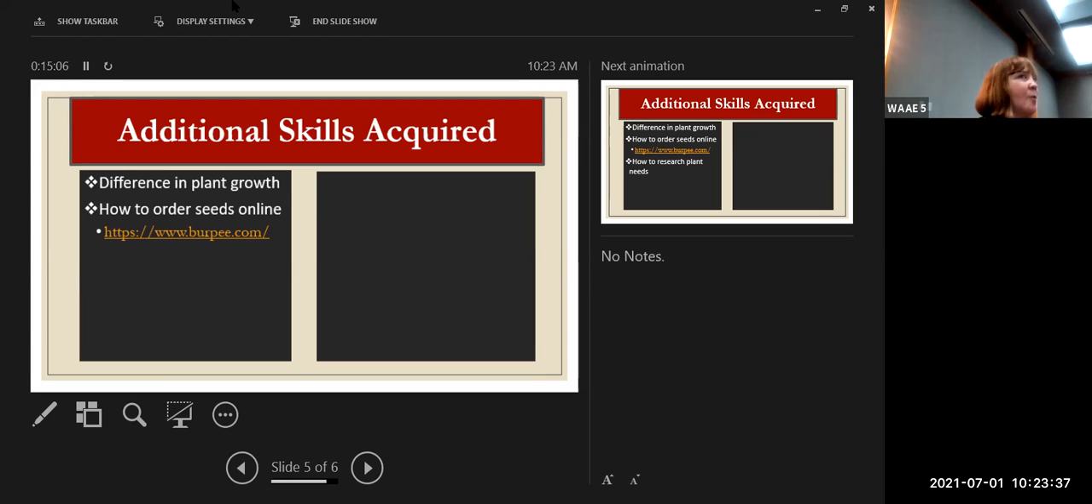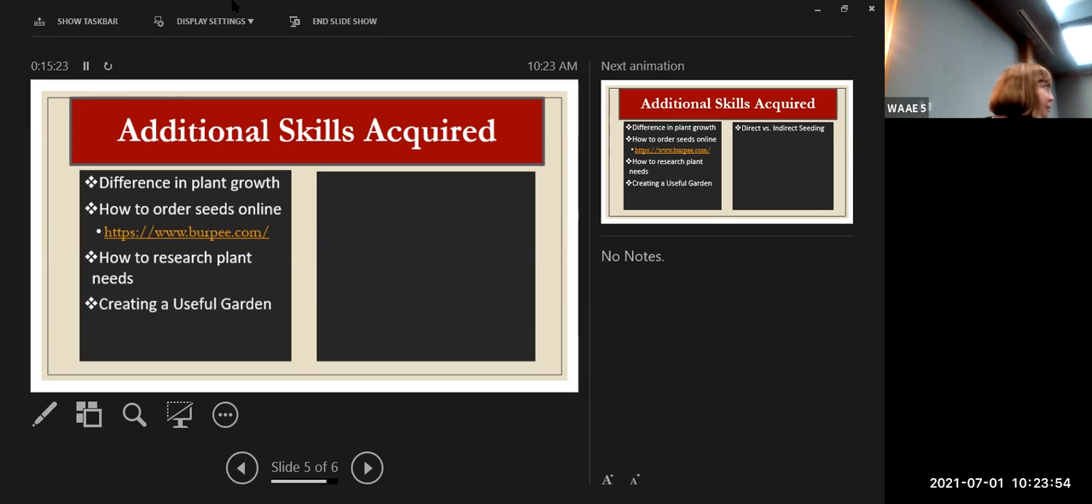And before we start, I always go over with them seed size versus planting depth to make sure they at least plant at the right depth to start with. Other things that I think are additional skills that they acquire as a result of this project is not only how to research plants, but also we do an activity called creating a useful garden.